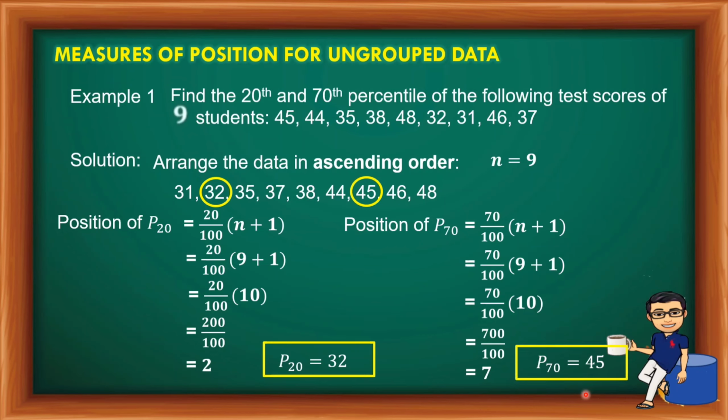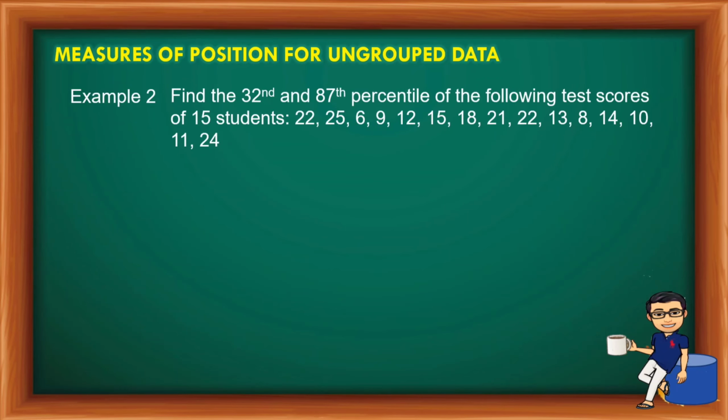Okay, so sana naintindihan natin. Yan ay kapag eksakto yung position na nasosolve natin. Paano kung decimal? Same way with quartile and decile. If it is decimal, we will be applying the linear interpolation. And let's start. Consider this. Find the 32nd and 87th percentile of the following test scores of 15 students. 22, 25, 6, 9, 12, 15, 18, 21, 22, 13, 8, 14, 10, 11, and 24.